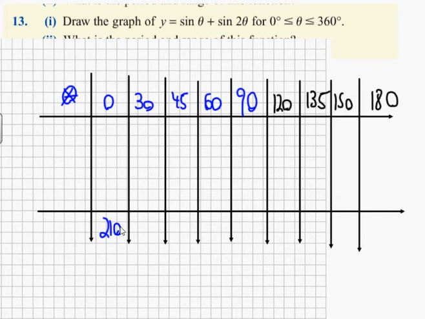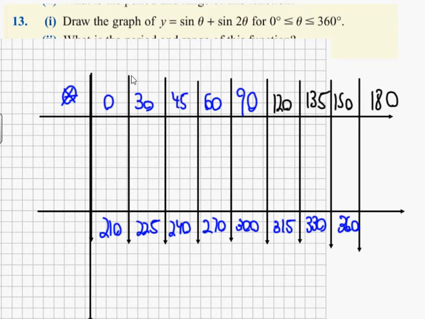210, 225. Add on 60, then 240. Add on 90 is 270. Add on 30, 300, 315, 330, and finally 360. I'm going to extend my graph like this because I'm going to need a bit of room underneath it.